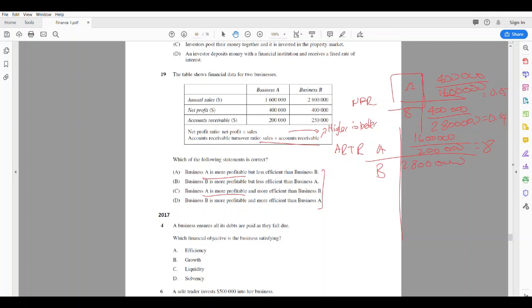For country B, let's put it down. 2.8 million over 250,000, and we get 11.2. So country B is better here. But this is the tricky part. We know country B is better, but the literacy here is a little bit confusing. So you should take your time to read it. Business A is more profitable, but less efficient. That is the correct answer.